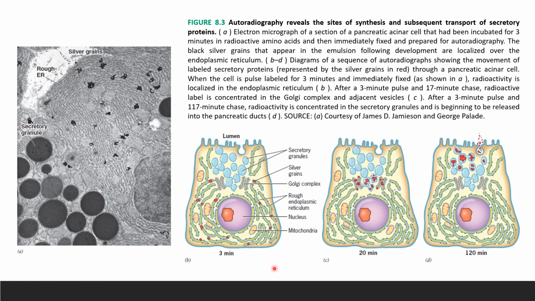Diagrams B to D are a sequence of autoradiographs showing the movement of the labeled secretory proteins through a pancreatic acinar cell. So these red ones, okay? The red ones there are actually the silver grains that you see here. And this is how they traveled from the different sites in the endoplasmic reticulum going out to the lumen, okay?